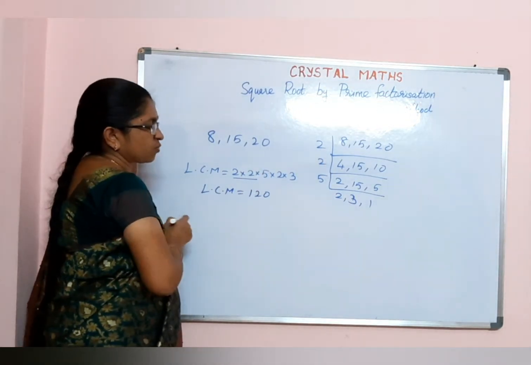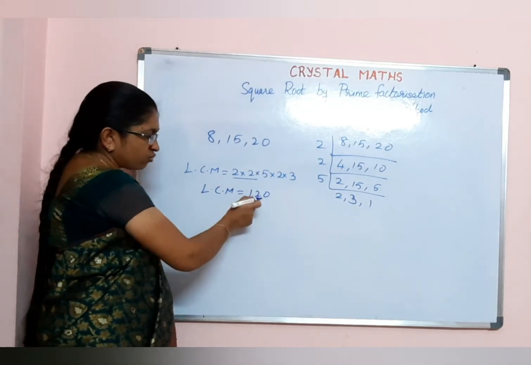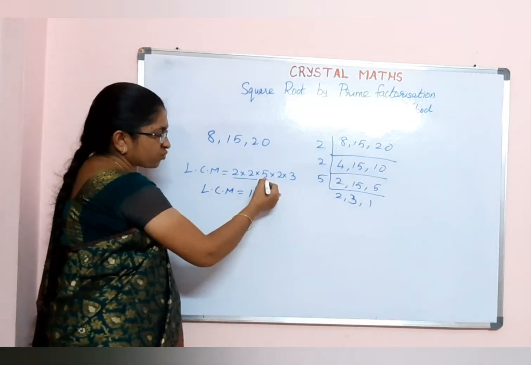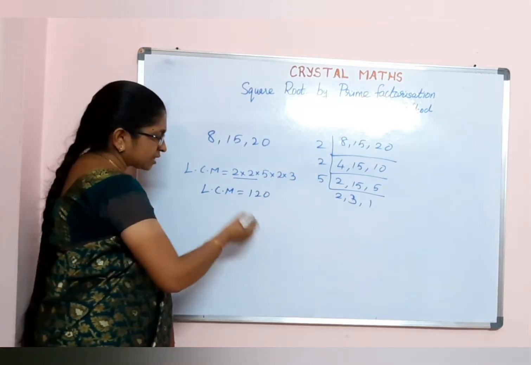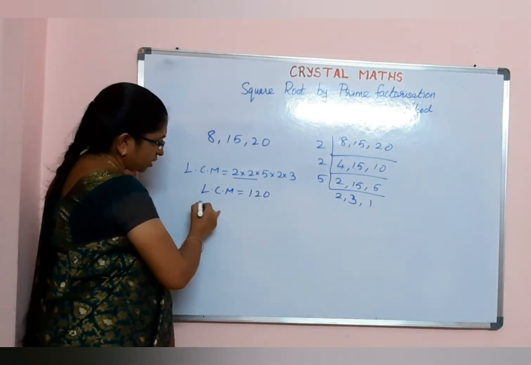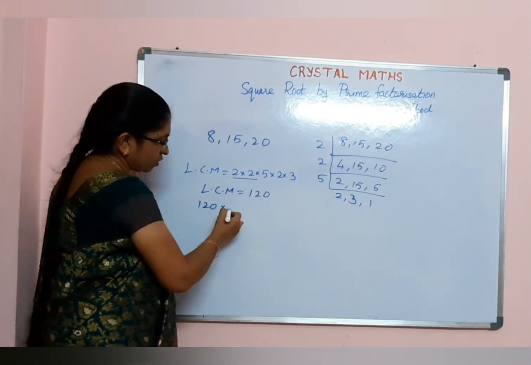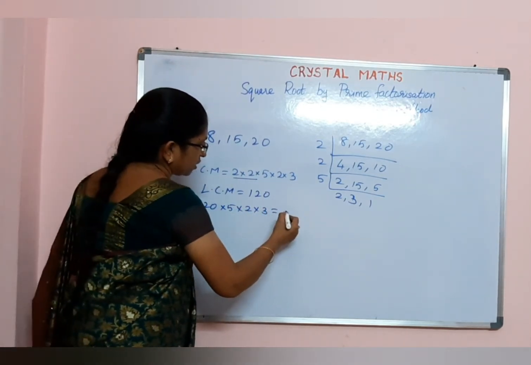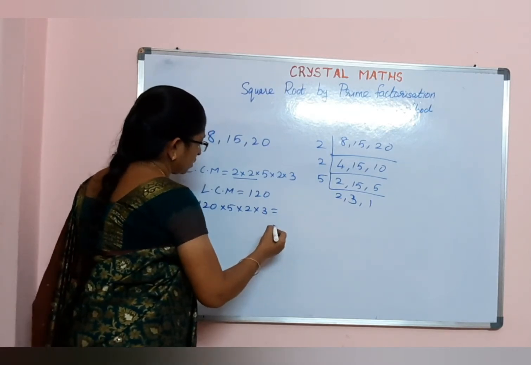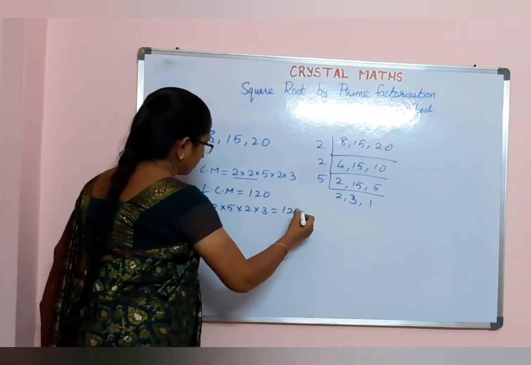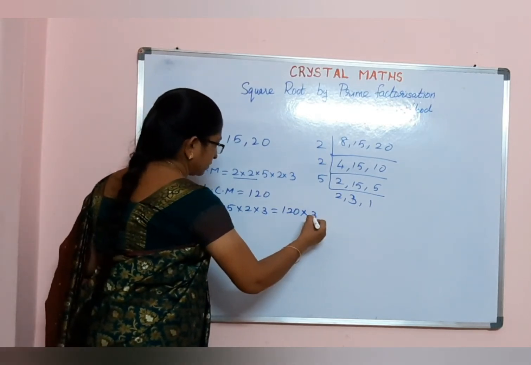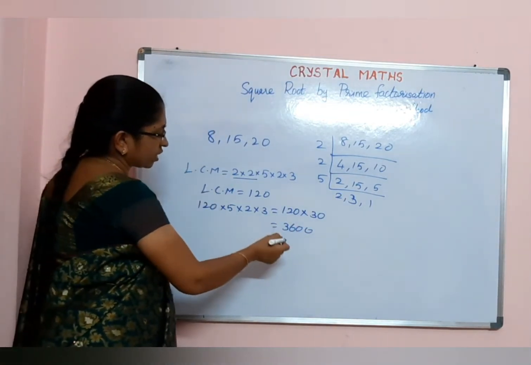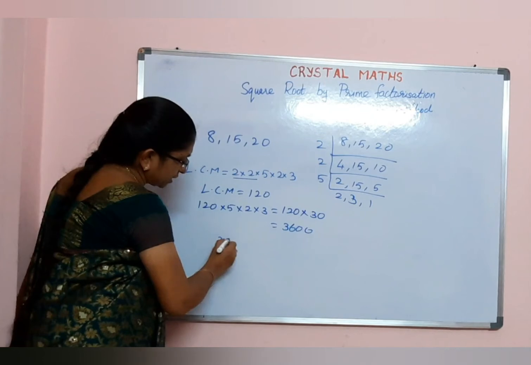To find the perfect square number which is divisible by 8, 15 and 20, we need to see the product form. Which numbers don't have a pair? 5, 2 and 3. Those numbers are to be multiplied on both sides. That is 120 into 5 into 2 into 3. If you multiply, you get 120 into 30, that is 3600. So 3600 is a perfect square. That is the square number we need.